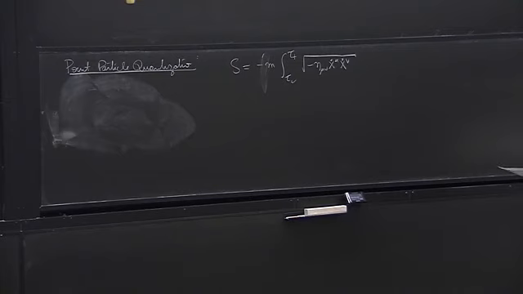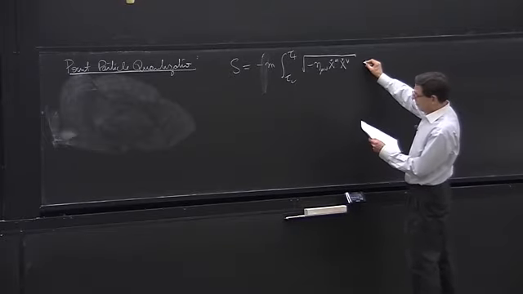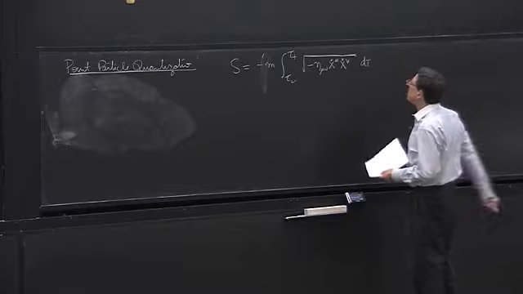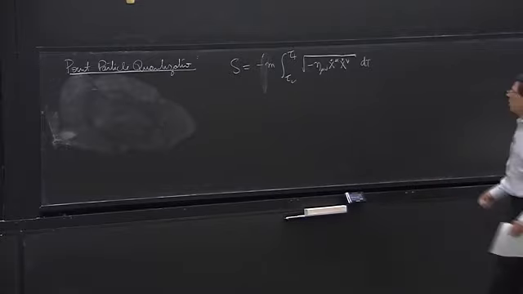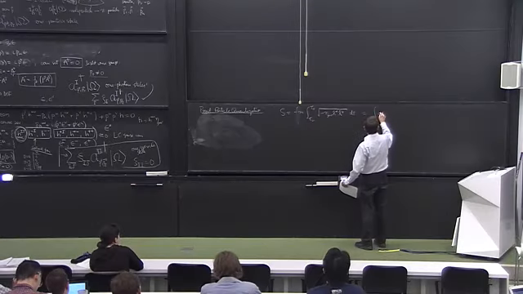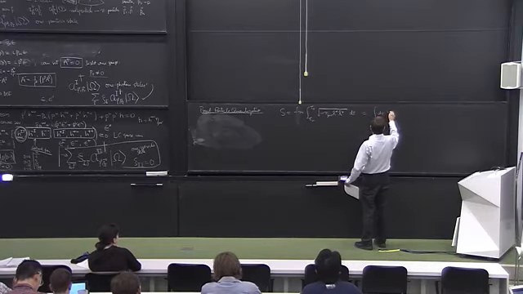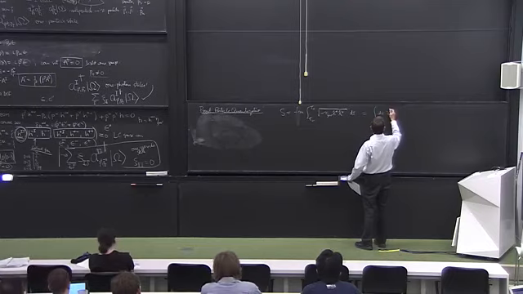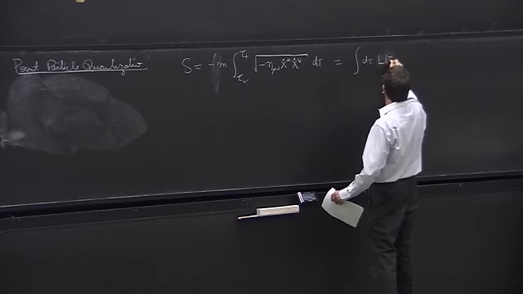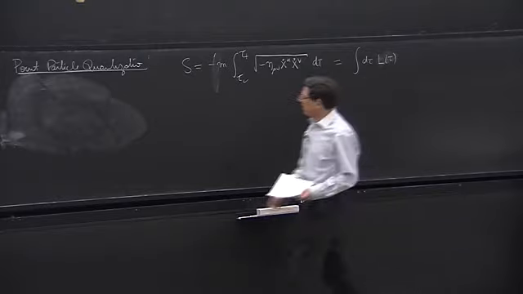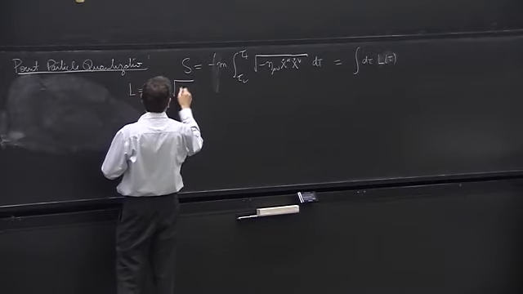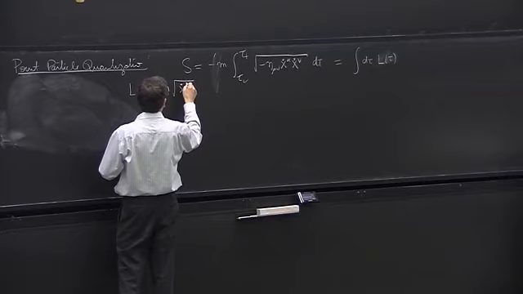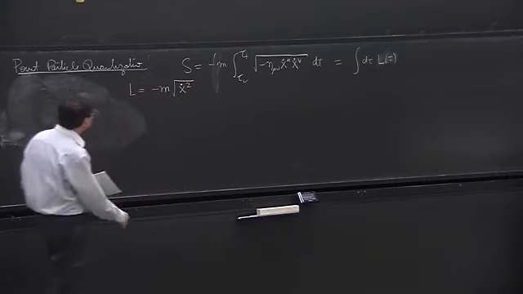And now we identify, I'm sorry, there's d tau here. Let's think of tau as if it would be the time. So think of this as integral d tau of a Lagrangian L of tau. So L here would be minus m, and I'll just write minus x dot squared. That's what it is.